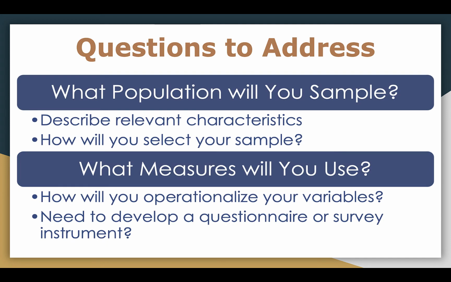Okay, so some questions to address in your methods and analysis plan. I went over a little bit of this before, right? What population are you sampling? Describe the relevant characteristics of that population and sample. How did you select your sample, right? Was it a random sample? Was it snowball sampling, convenience sampling, right?